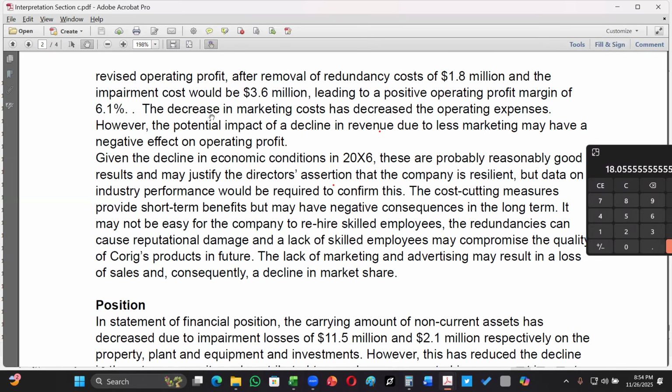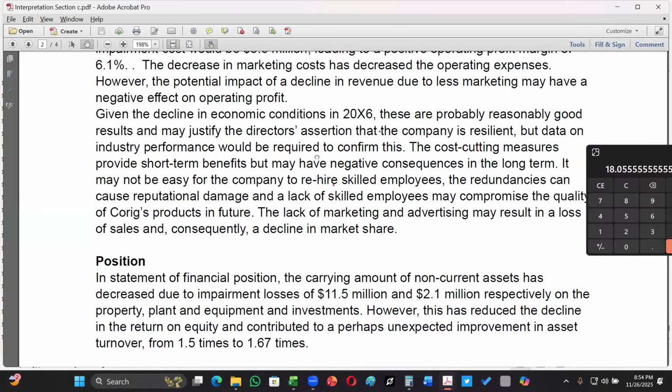And the decrease in marketing has decreased the operating expenses. So this is one factor, that marketing cost has reduced the operating expenses. However, the more dire impact is the loss of revenue. It's not a good thing to reduce marketing expense, because the other effect is more devastating. The revenue has gone down, and this has also contributed to the negative operating profit.